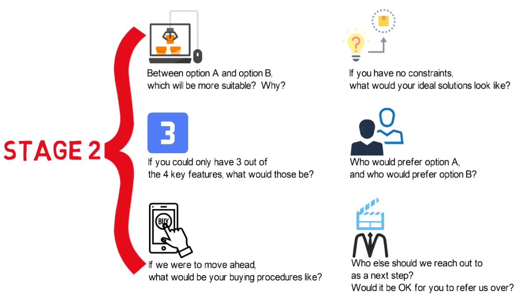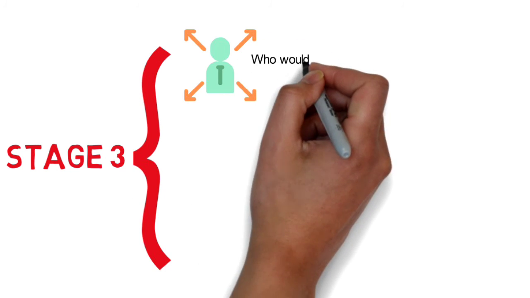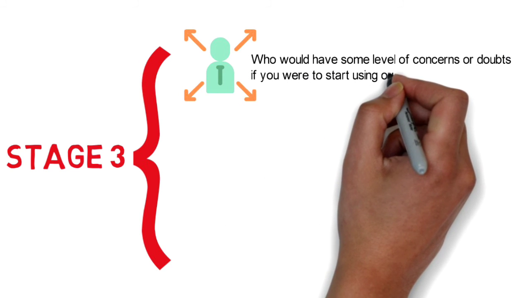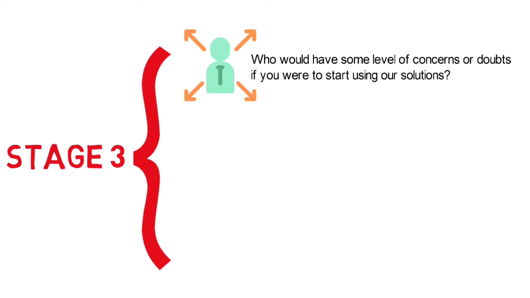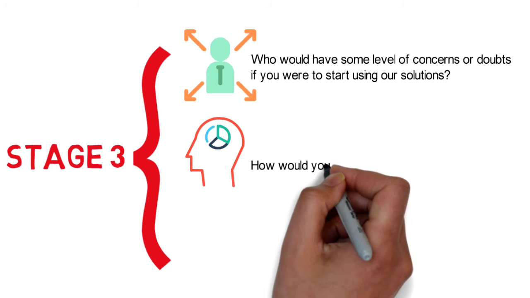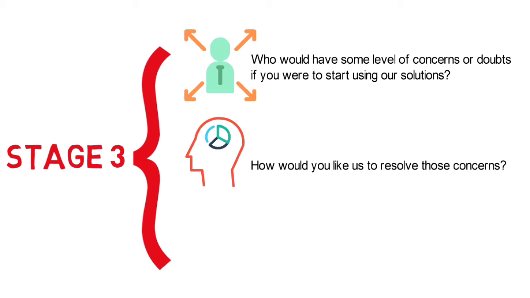In stage 3, to navigate relationship structures and mitigate the customer's recent concerns, the questions could be: Who would have some level of concerns or doubts if you were to start using our solutions? This is to reframe a question to find out whom in the relationship structures might have some concerns or even resistance. How would you like us to resolve these concerns? Which is an open question to find out what needs to be done to mitigate those concerns.